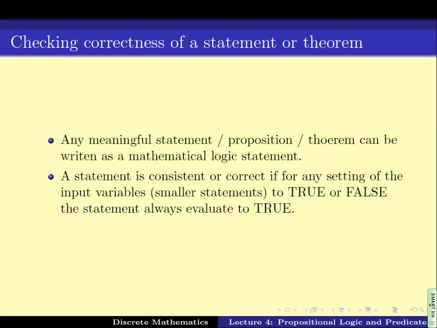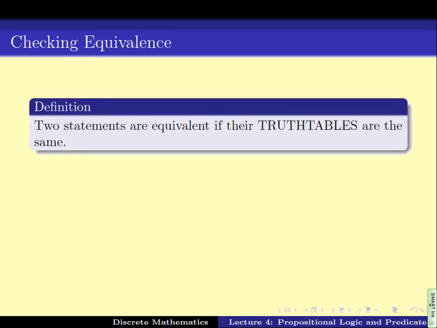Now, there can be multiple different ways of writing a particular statement. Or in other words, there can be multiple different mathematical logic statements which basically mean the same thing. So these statements we call equivalent statements. We say that two statements are equivalent if their truth tables are the same.